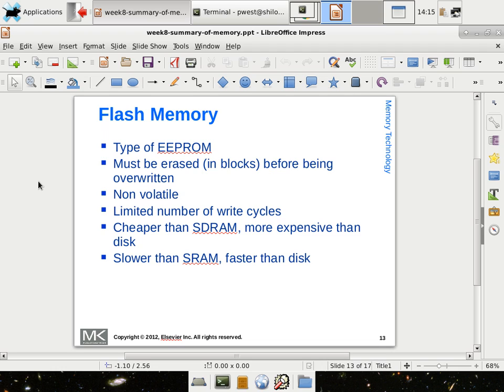But the point here is it has to be erased before being overwritten. So there's a third operation. Usually with memory, you just write or read. Now if you're going to write to it, you must first erase it and then write to it. But it is luckily non-volatile. It usually has a limited number of write cycles. It's cheaper than SDRAM, but more expensive than disk. Slower than SRAM, but faster than disk. And by disk in this case, I'm talking about your standard spinning disk hard drive, because SSDs are basically this nowadays, which is what we use most of the time.